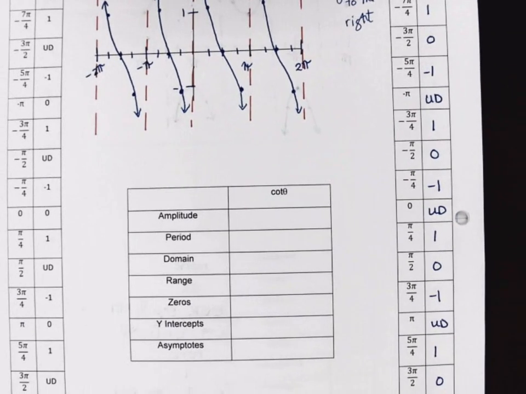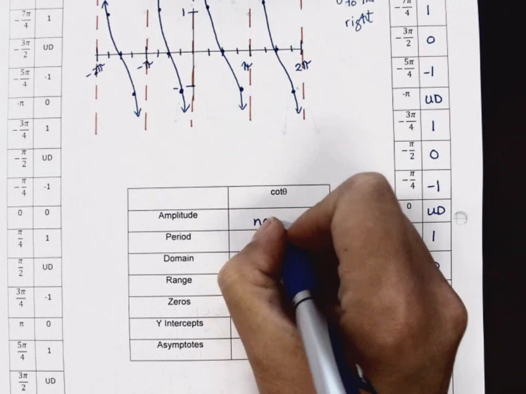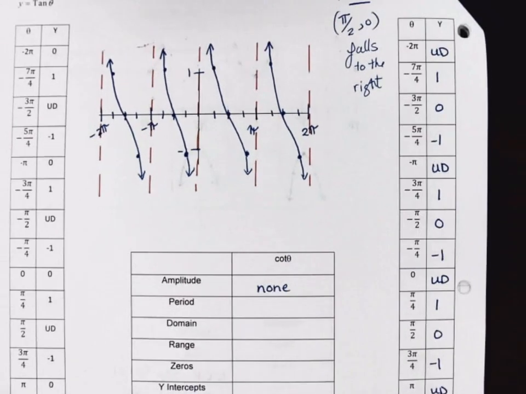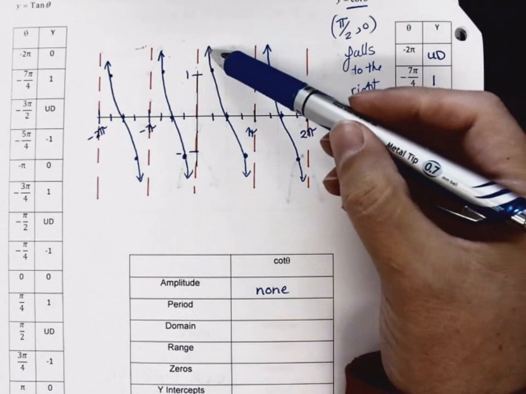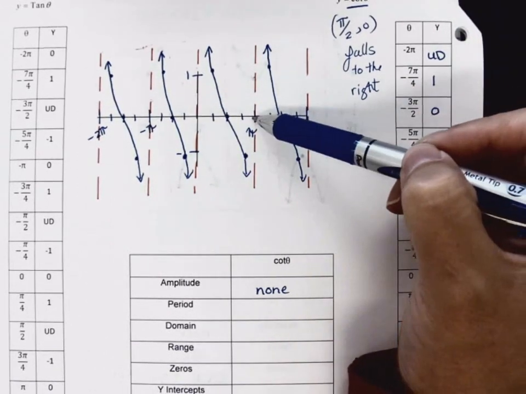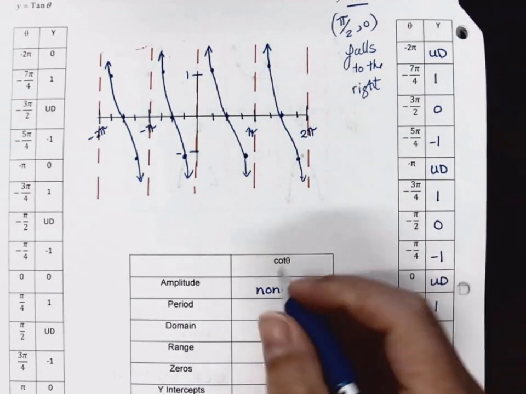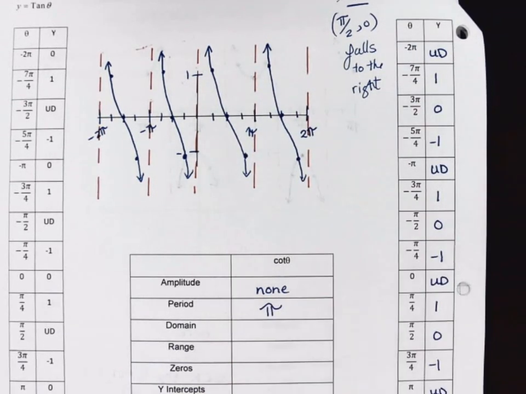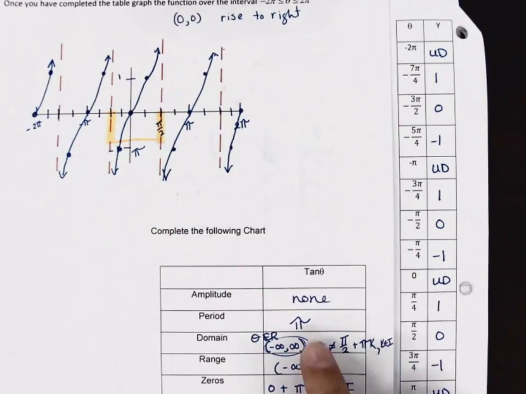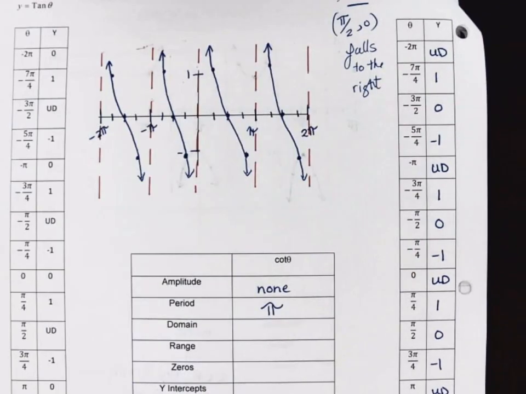The amplitude we said is none because we don't have that top of the wave or bottom of the wave. Period. The period, we see all of it between pi. So from 0 to pi, we see all of it. So my period is just pi. And if you remember on your tan graph, your period was also pi.